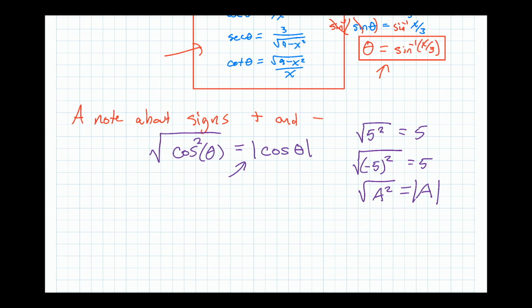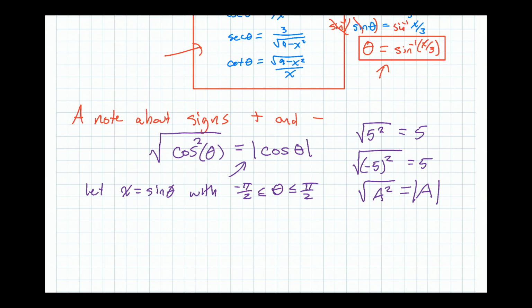So way back at the beginning of the problem, we are going to limit our theta values, and we'll say something like this, for example: let x equal sine theta, with negative pi over 2 less than theta less than pi over 2.